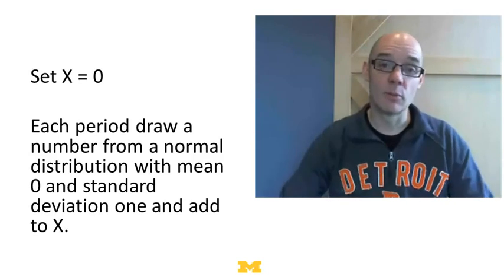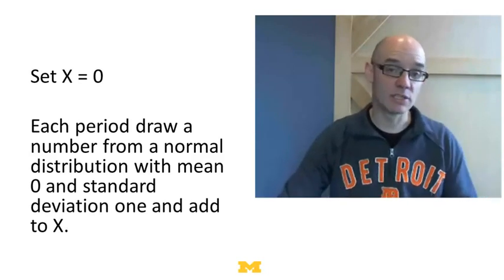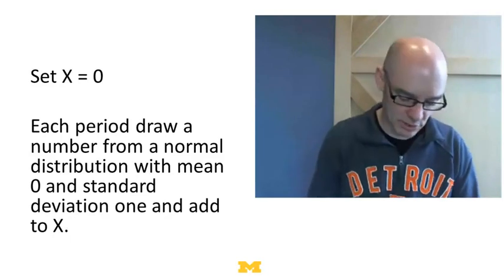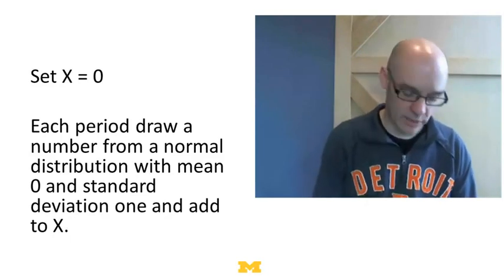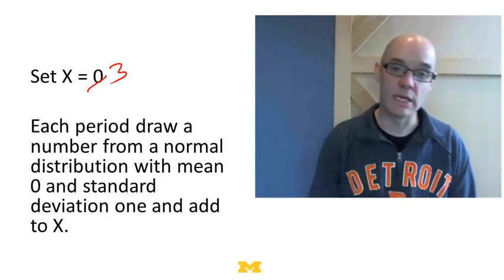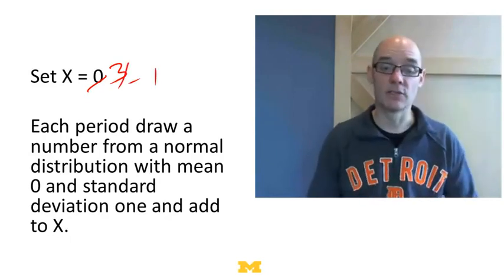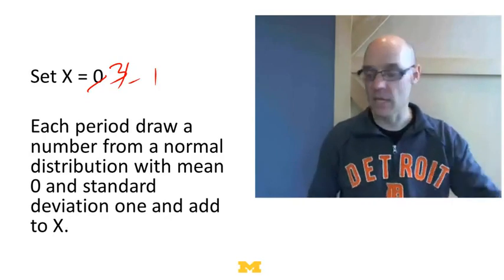So here's how a normal random walk works. Just like before, you set x equal to 0, and then each period you change the value by some random amount, but that random amount comes from a normal distribution. So instead of x going to +1 or -1 next period, it might go to +3. And then the next period it might go to -1 if I get a really bad shock. So you think of shocks that drive it up and down, and those shocks come from a normal distribution.